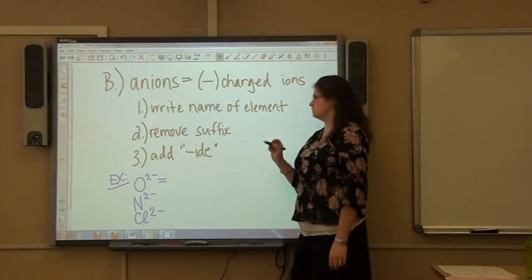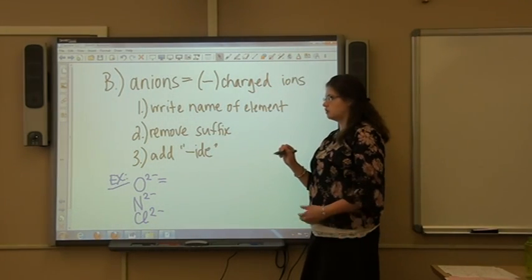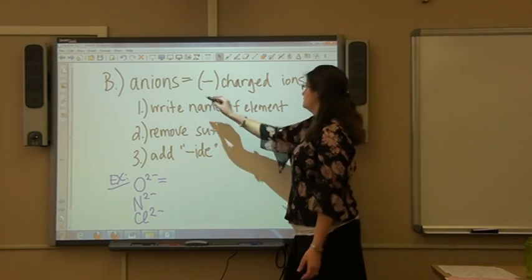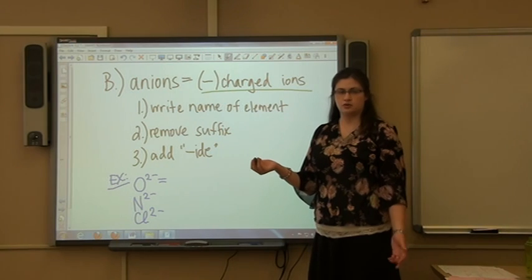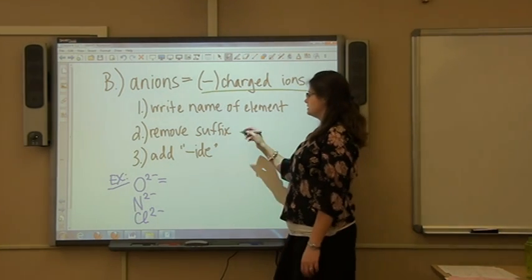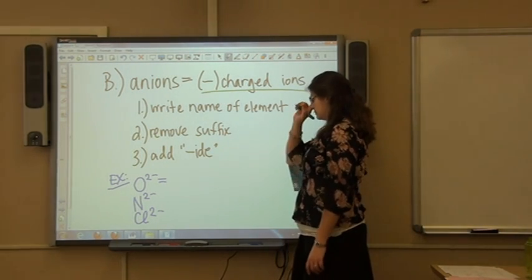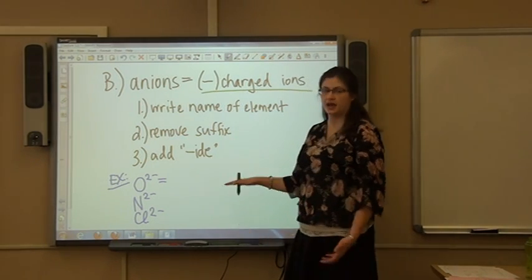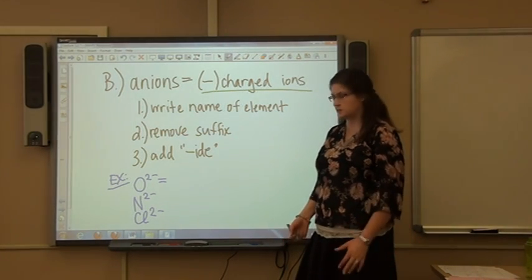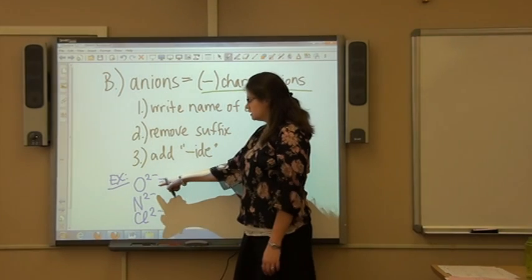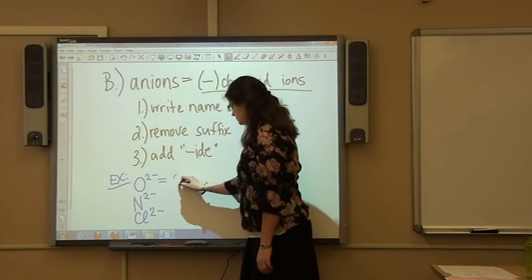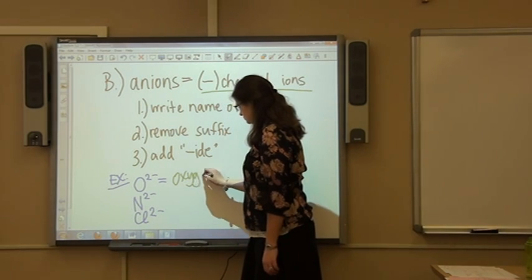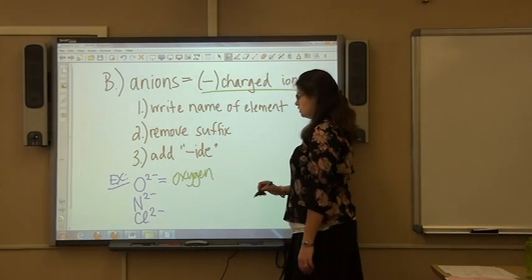Anions are the counterpart to cations. They are the negatively charged ions, and their process for naming is a little bit more convoluted. You need to take the name of the element, remove its suffix, and add IDE. Let's do some examples. Here we have O2-. The name of the element of O is oxygen. And we need to remove the suffix.